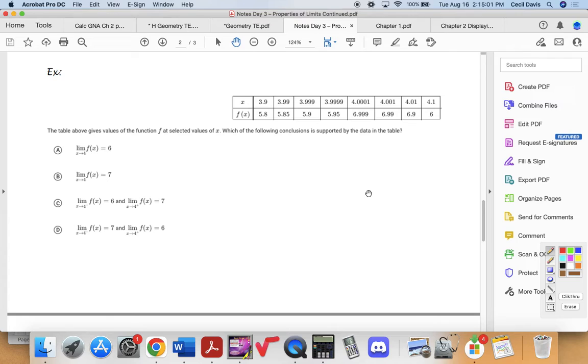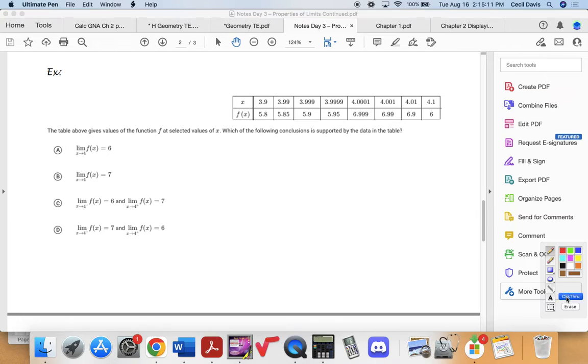The table above gives values of the function f at selected values of x. Which of the following conclusions is supported by the data in the table? Notice that doesn't mean that this is absolutely what happens. It's just, does the data agree with this? So the limit as x approaches 4 of f of x is 6. Is that true?